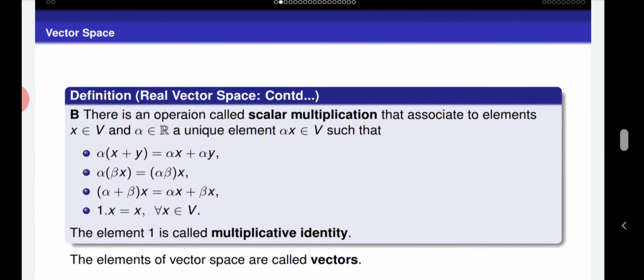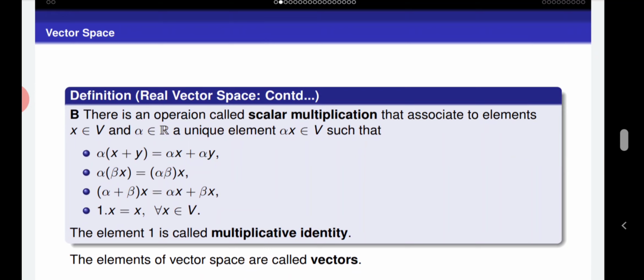Having studied addition, the other part is an operation called scalar multiplication that associates to elements x belongs to V and alpha belongs to R, a unique element alpha x belongs to V such that alpha of (x plus y) is equal to alpha x plus alpha y.